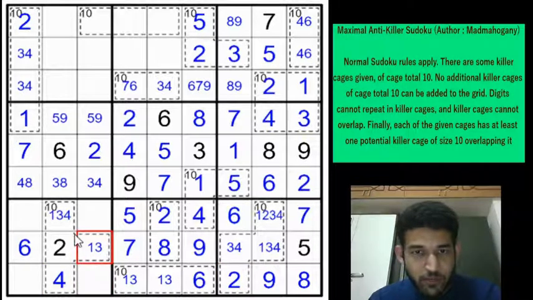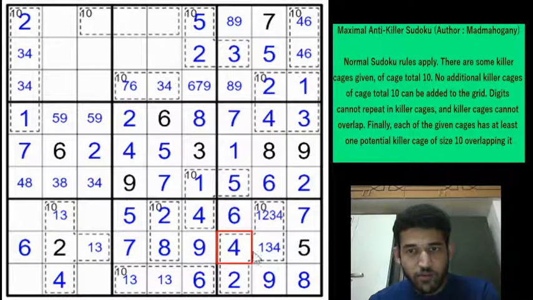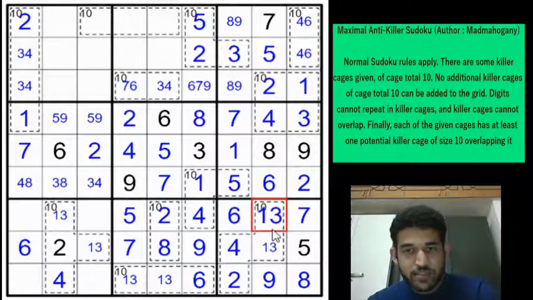Okay, so this is going to be 1 3 in some order. So these 3 cells will be 1 3 4. Now we have a 4 here, so this is going to be a 4. These will be 1 3 in some order.